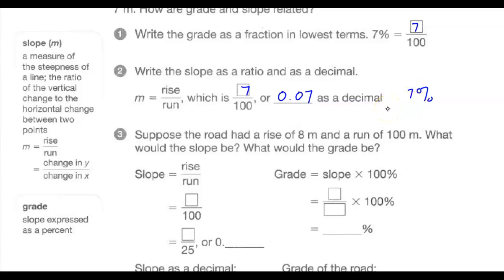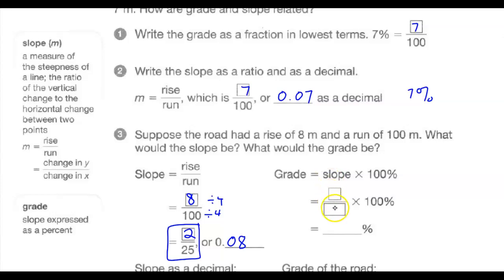So suppose the road had a rise of 8 meters and a run of 100. What would the slope be? So your rise is 8, your run is 100. So we can reduce that to lowest terms. 4 goes into both. So 2/25 is often how we show the slope, but in decimal form, we can go right from 8/100ths to get 0.08.